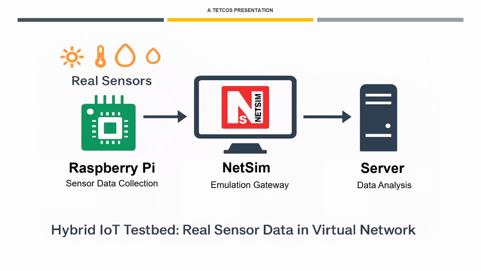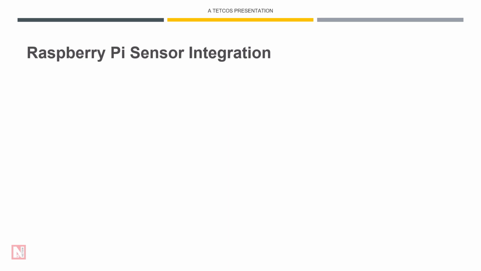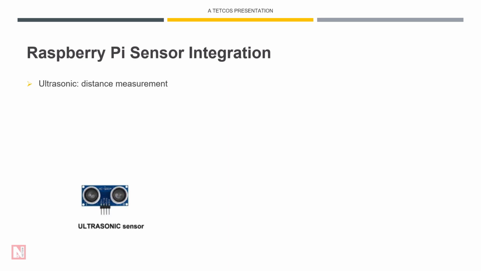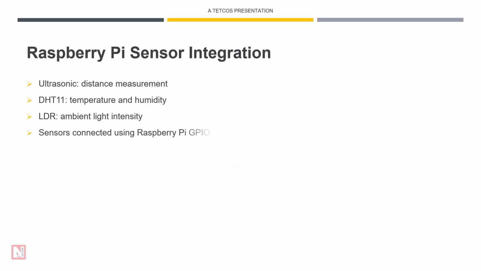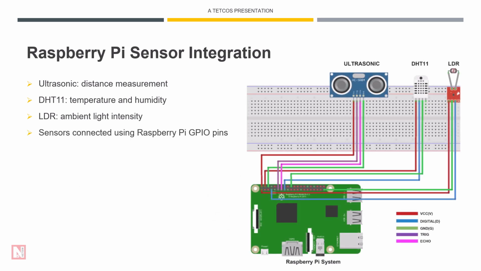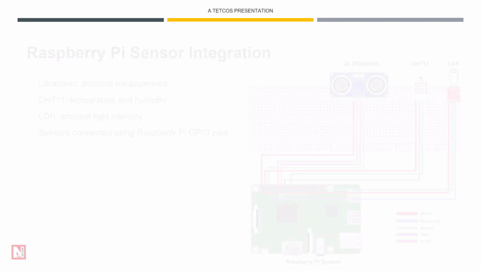Continuing from the previous example, let us now see how real-world sensor data from Raspberry Pi can be integrated into NetSim's IoT simulation. In this setup, we connect three different sensors to the Raspberry Pi: an ultrasonic sensor for distance, a DHT11 sensor for temperature and humidity, and an LDR sensor for light intensity. The sensors are wired to the Raspberry Pi's GPIO pins. The Pi collects the data, processes it, and transmits the readings in real time to NetSim using socket communication.